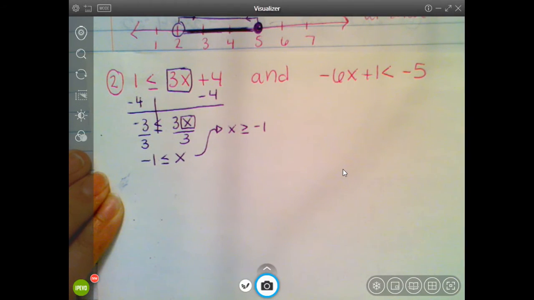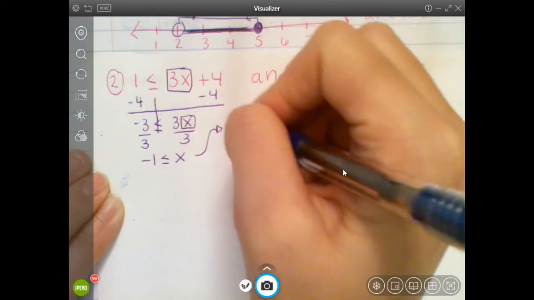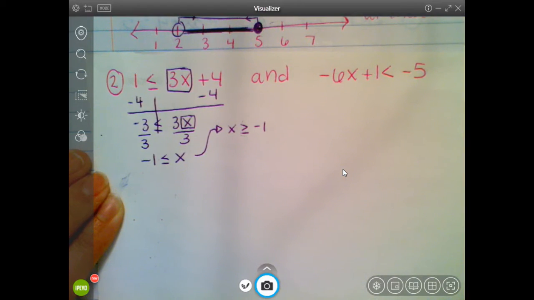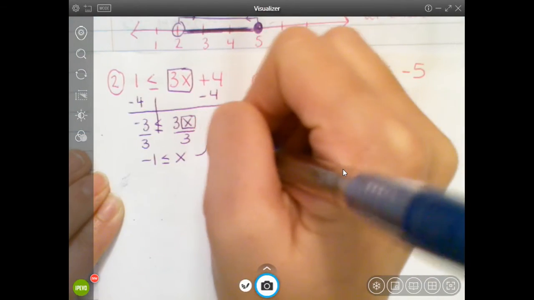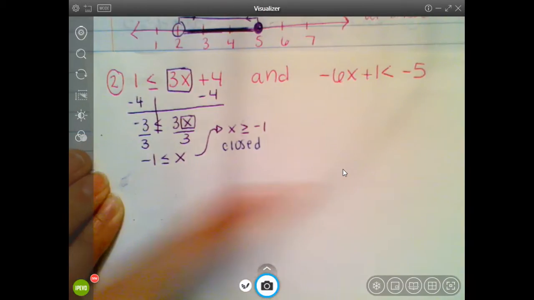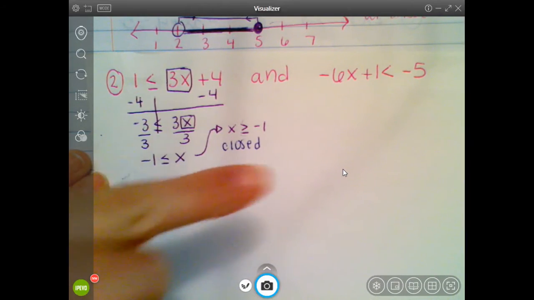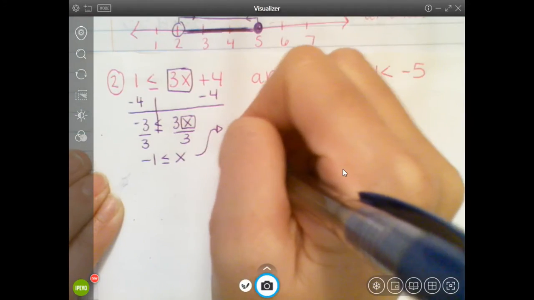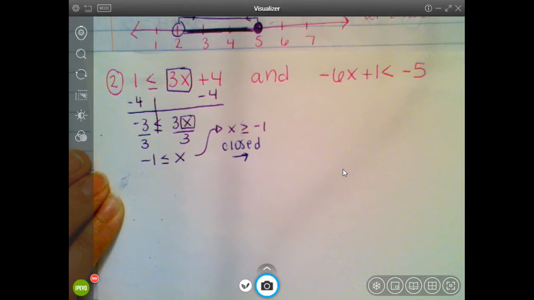So when I'm going to graph this in a little bit, if I have this kind of inequality that's equal to it, that means it's going to be closed and it's pointing this way. Okay, the arrow is pointing to the right, so it would go to the right, plus it's greater. Okay, now I'm going to go over and solve the other inequality.